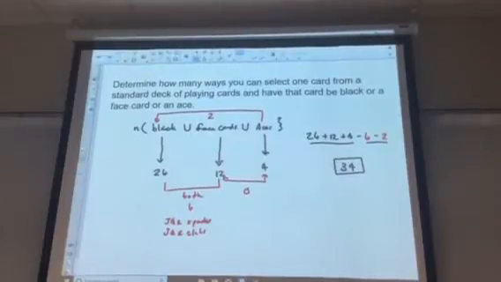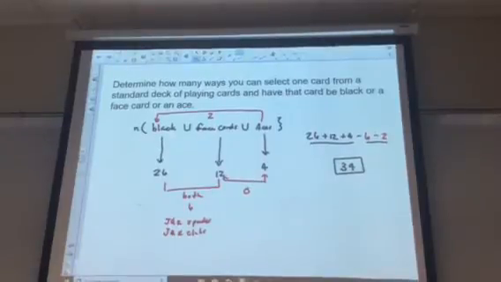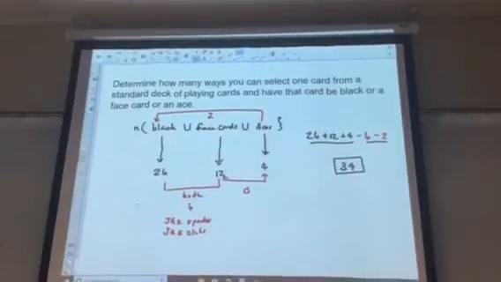Systematic accounting doesn't actually ask you to make a list, but it does kind of expect that you can interpret what the list would look like. Okay? Does that help a little bit?